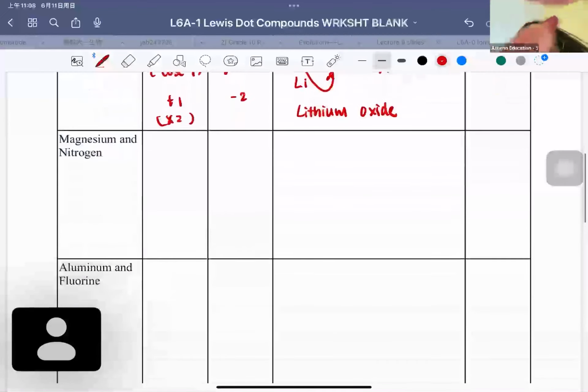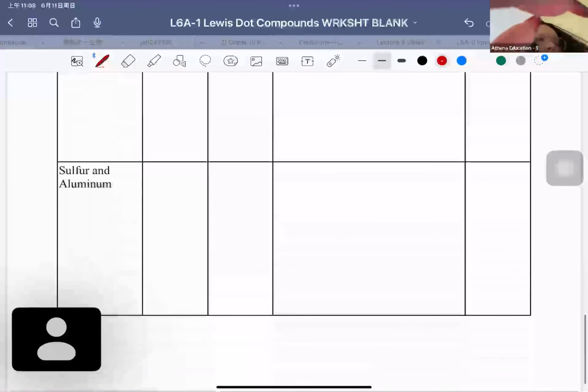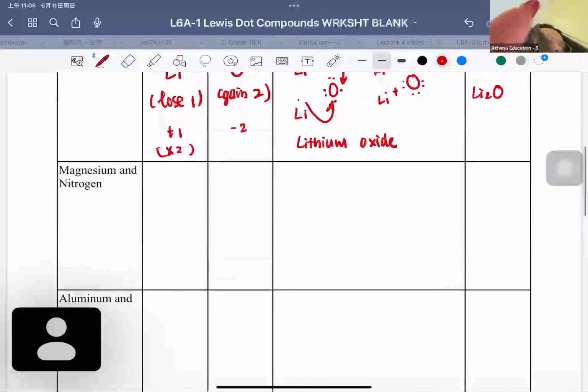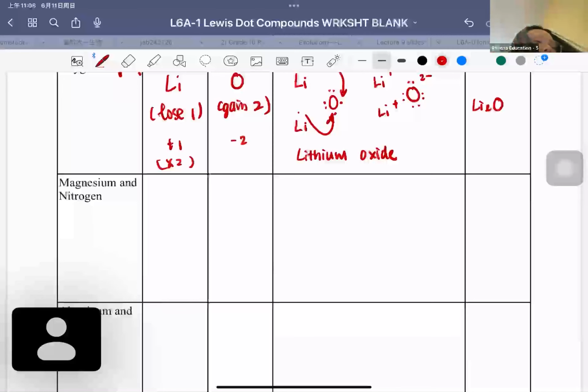This worksheet has 1, 2, 3, 4, 6 more. I will leave them as homework for you guys to finish in terms of ionic compounds. Any last questions regarding ionic compound naming, please let me know in the chat, and we're going to move on to our next slide.